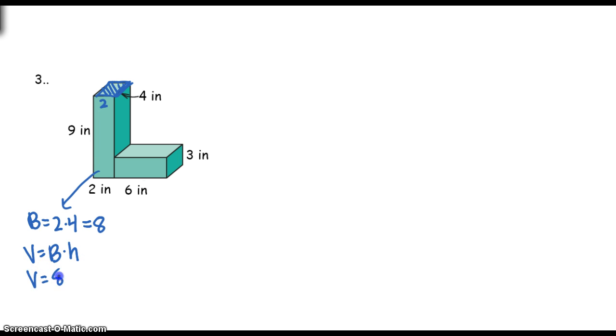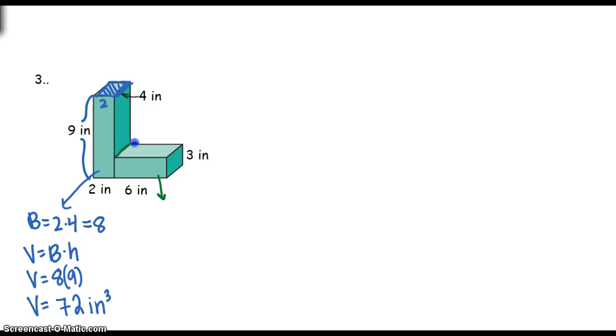8. We just found it. Now what's the height of this prism? It's going to be 9. So then 8 times 9, when you type it into your calculator, is going to give you 72. And this is going to be inches cubed because it's volume. But you're not done. So let's go ahead and talk about the second prism right here.